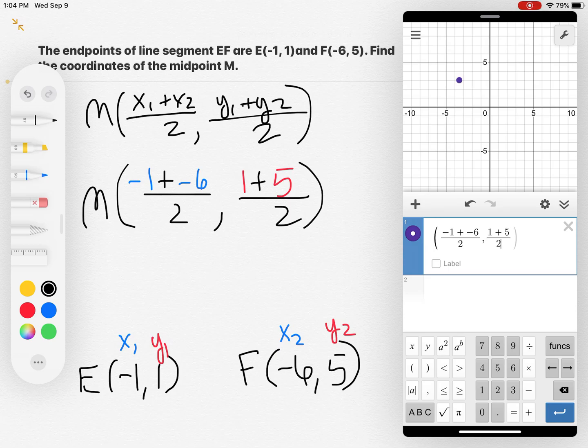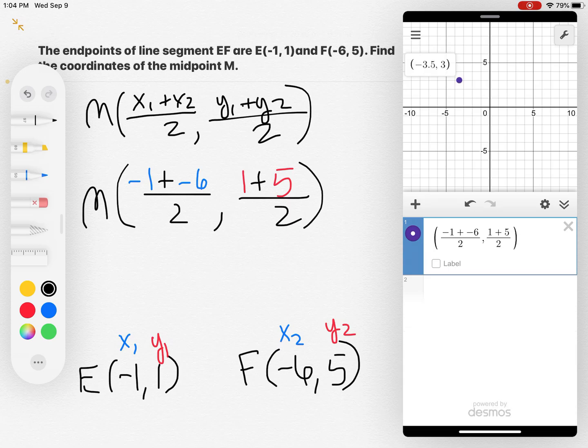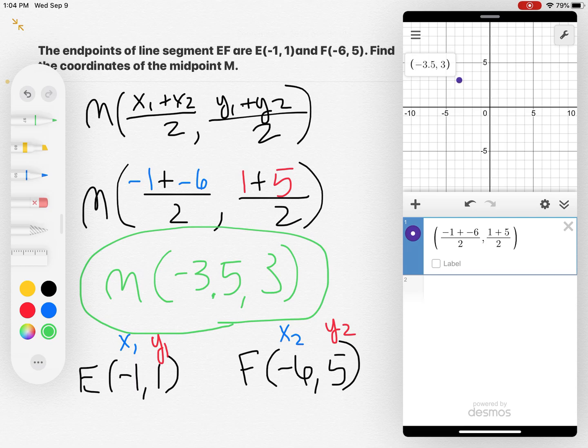Once again, Desmos is giving us a point. If we click on that point, it'll give us the coordinates of our midpoint. Final answer, my midpoint is -3.5, 3. It is perfectly fine to get a decimal as part of your midpoint. No big deal there. Hopefully now you're feeling comfortable with the midpoint formula.